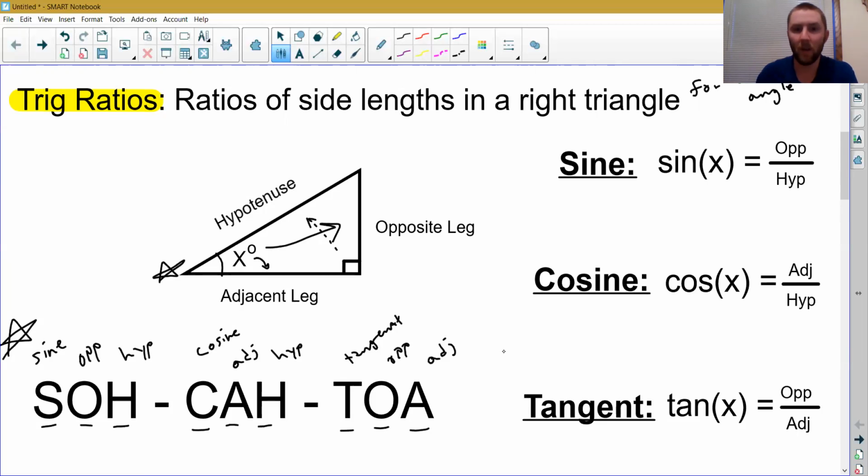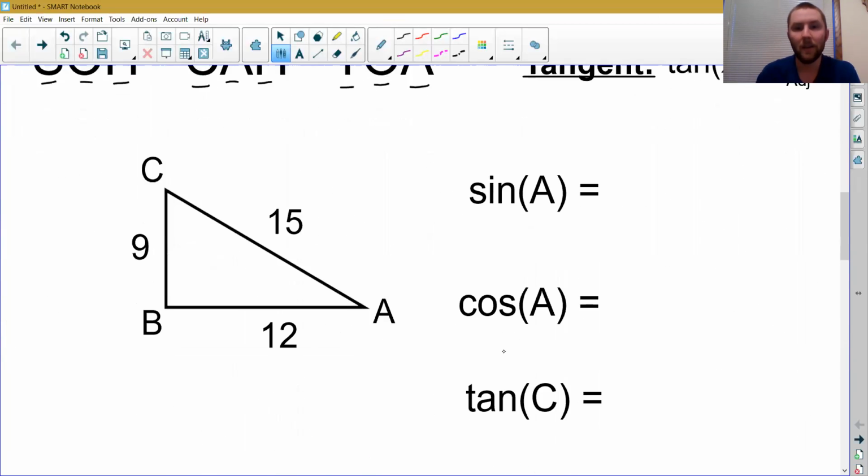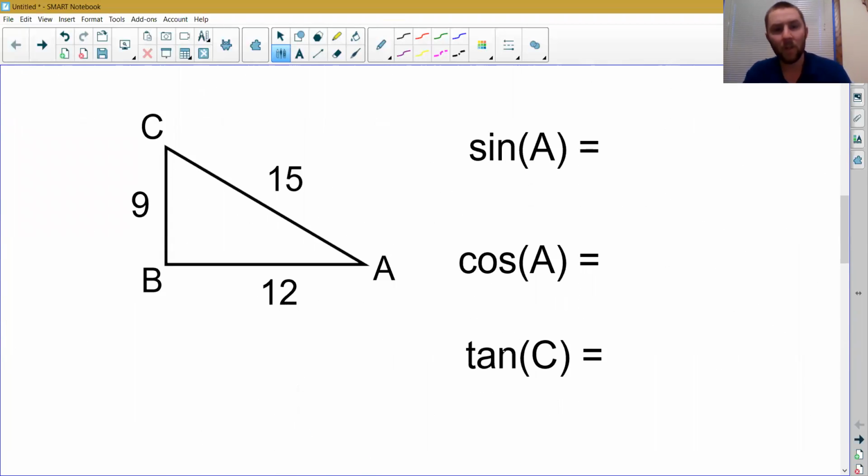So here's sort of what we're going to have to do in our homework, all right? Here I have a right triangle, with my corners labeled A, B, and C, and I have labeled the side lengths as well, 9, 12, and 15. You can double check those. That is a Pythagorean triple. It's a 3, 4, 5 times 3. So I can write fractions now, or ratios, and then of course reduce them if possible for the sine, the cosine, and the tangent, okay?